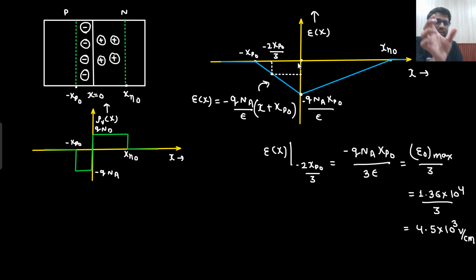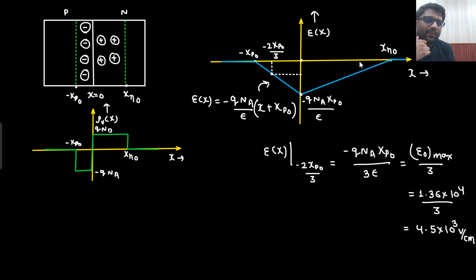So when I work for the distance of 2 by 3 xp naught, then how much amplitude will I lose? 2 by 3 of this, that means how much will be left? 1 by 3 of this, no? So the answer would come out to be 1 by 3 q na xp naught divided by 3. Is that understandable to you or not? I hope it is understandable.